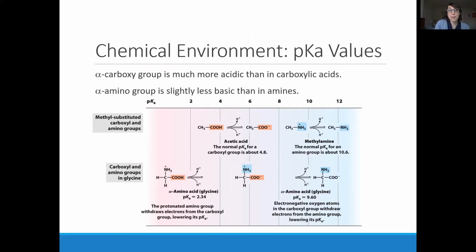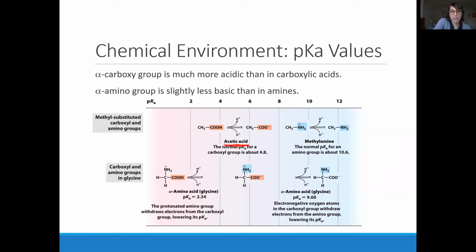So for amino acids, the carboxy group, that COOH group, is a better acid. It's much more acidic than even a normal carboxylic acid. So in this case, the carboxy group on an amino acid is actually an even better acid than, for example, normal acetic acid.